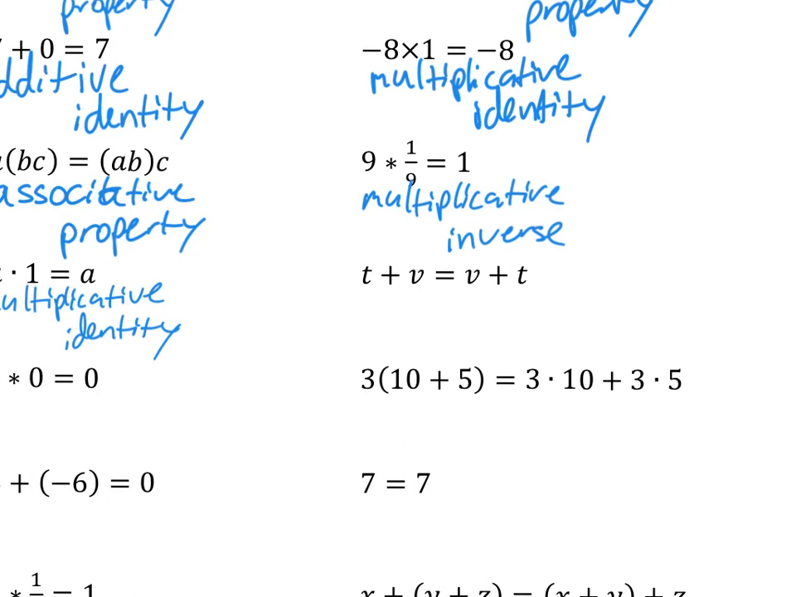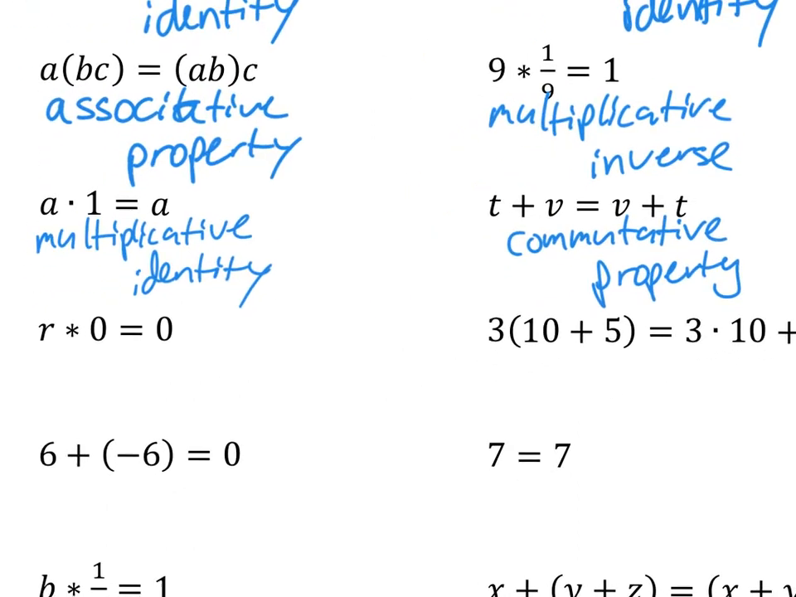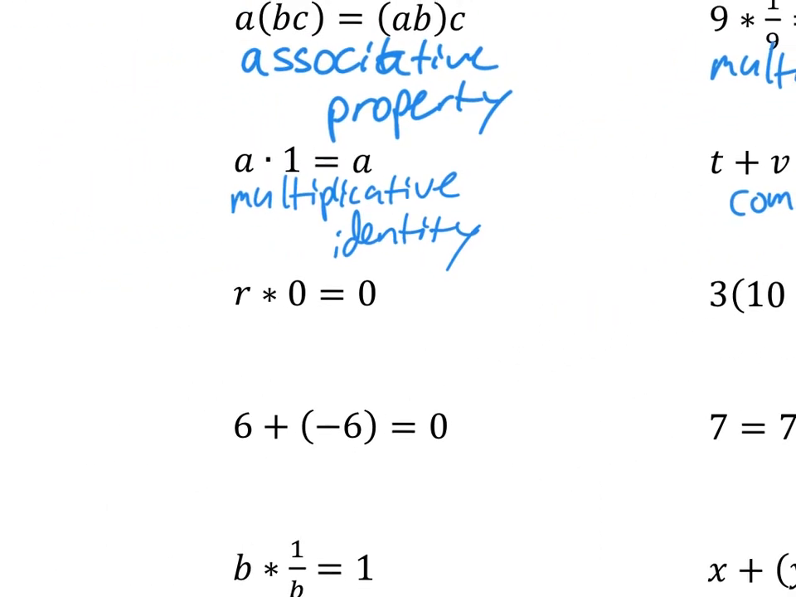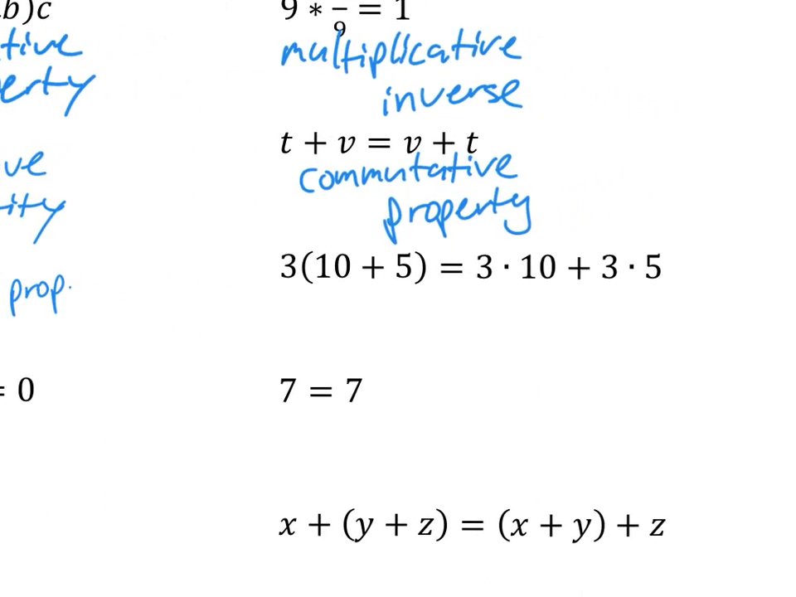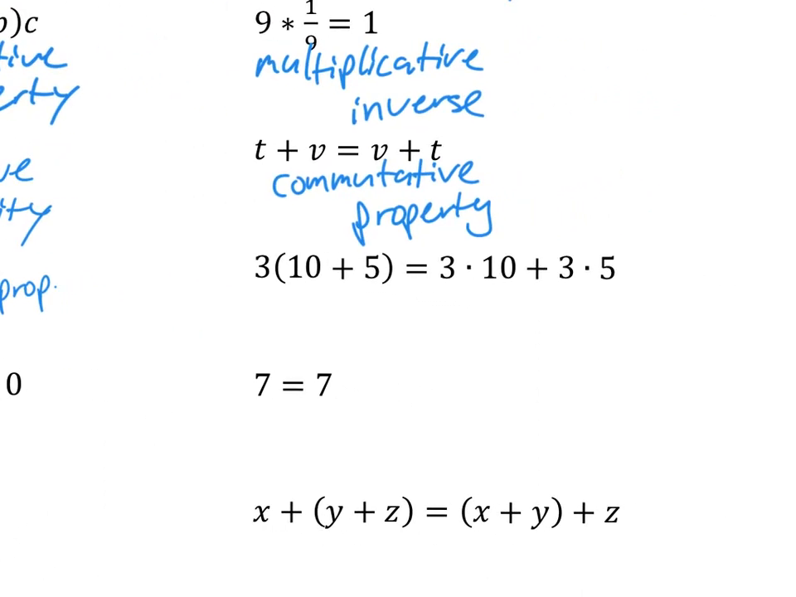t plus v equals v plus t. That will be the commutative property. R times 0 equals 0. That's the multiplicative property of 0, I'll just say prop of 0. 3 times 10 plus 5 equals 3 times 10 plus 3 times 5. That's the distributive property.